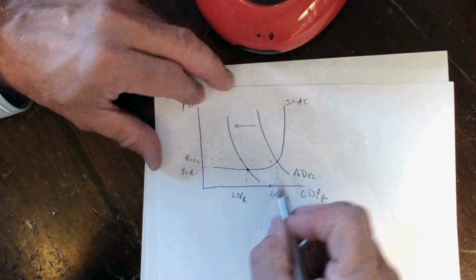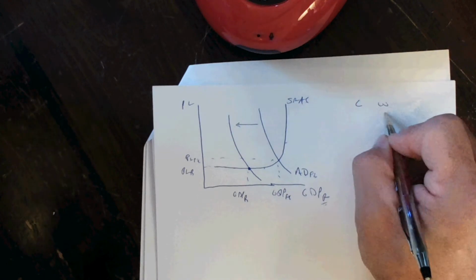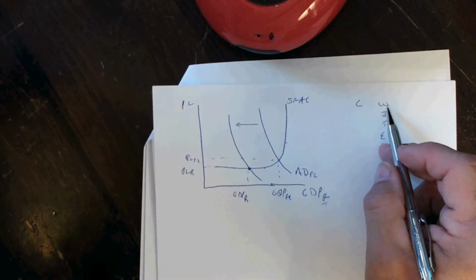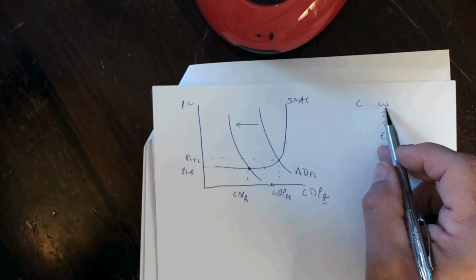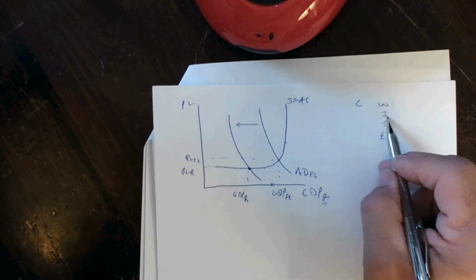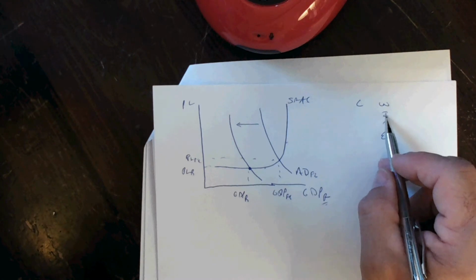Okay. What you're seeing here is a decrease in consumption because of wealth, indebtedness, taxes, expectations. The stock market has fallen. People are saving more out of their current income in order to make up for the reduced purchasing power of their investments. So they're saving more and consuming less.